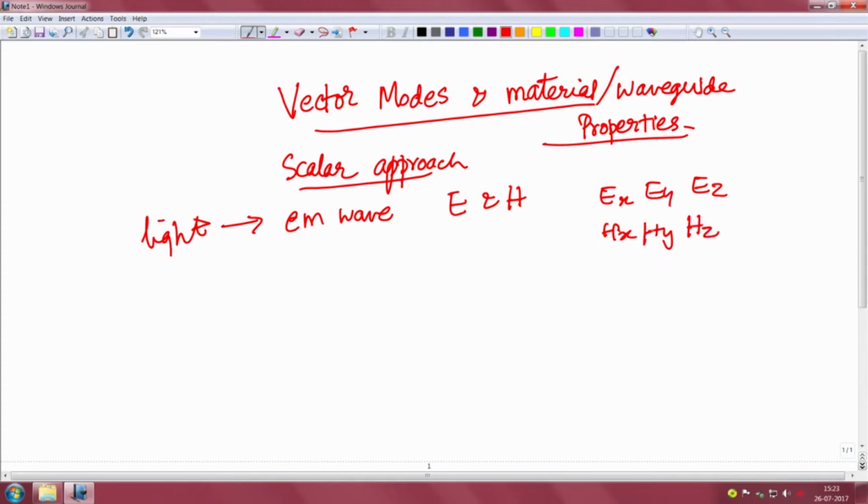So, if we want to have a complete picture of the light propagation in integrated optical circuits, we need to consider light as an electromagnetic wave, and we need to take what can be called a vector approach, which considers all the components.